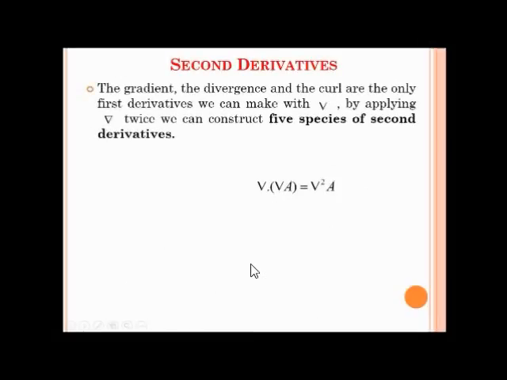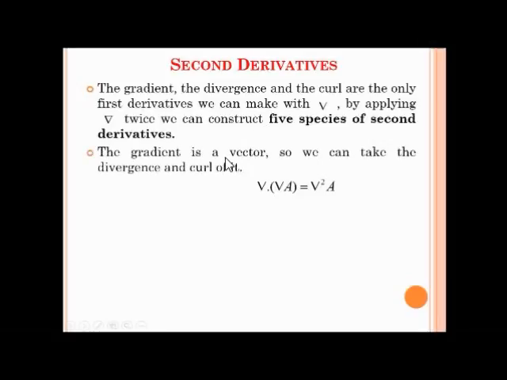Now there are some second derivatives. The gradient, divergence and curl are only the first derivatives we can make with the del operator, otherwise known as nabla. By applying nabla twice, we can construct 5 species of second derivatives. The gradient is a vector, so we can take the divergence and curl of it. Obviously this gradient is a vector as we have seen previously, so we can take the divergence first and then the curl.